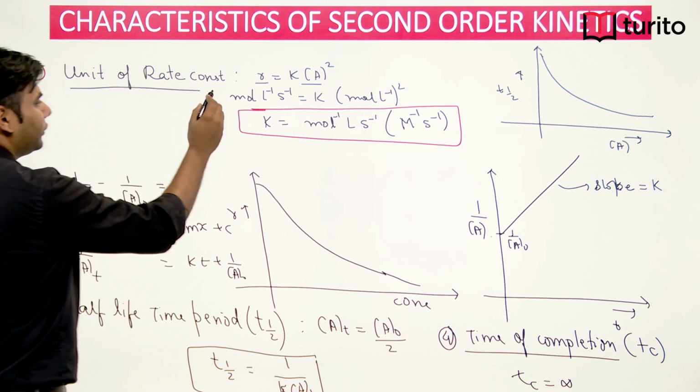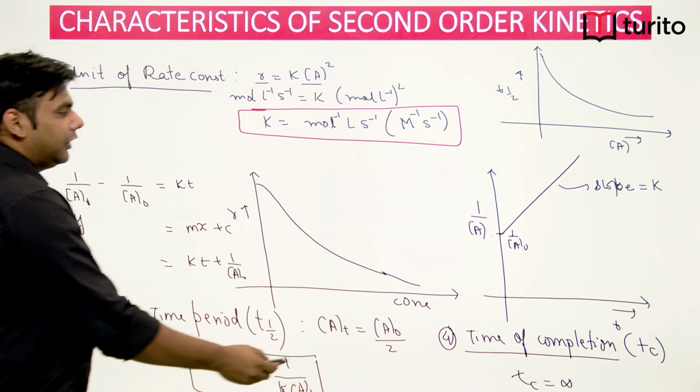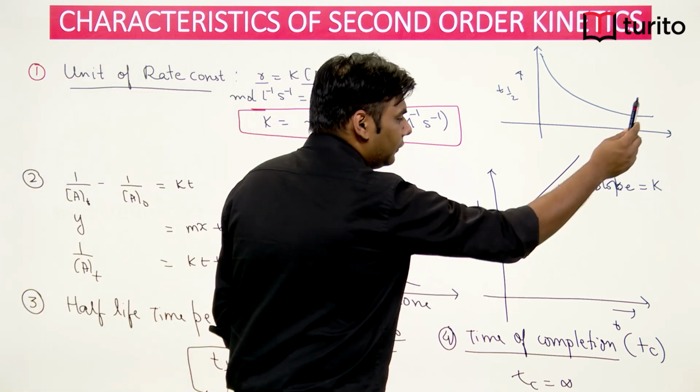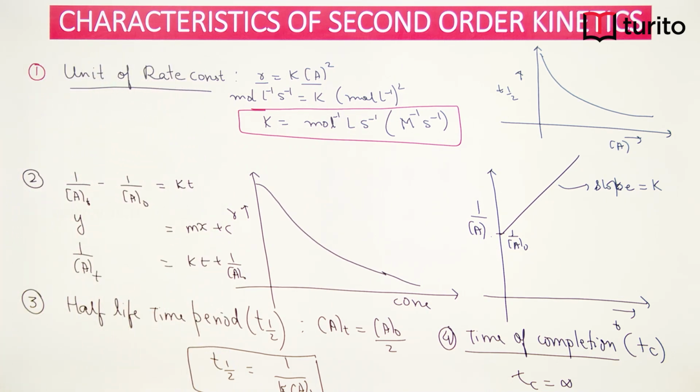The unit of rate constant is per molar per second, and if we plot 1 by A versus T, we will get a straight line with the intercept of 1 by A naught having a slope of K.